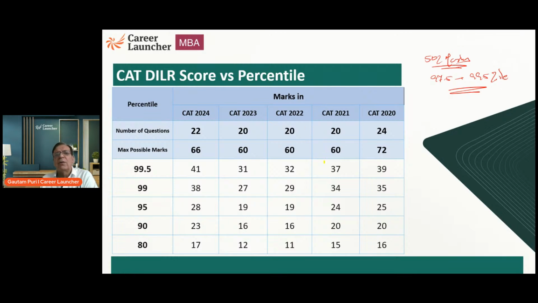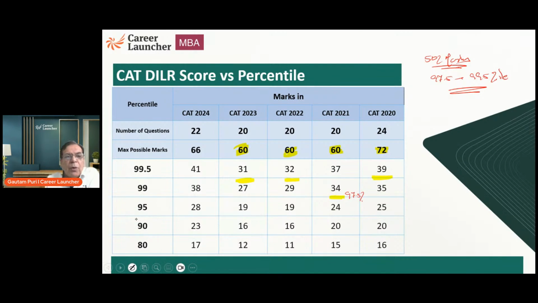Look at 50% marks in each of the years. CAT 2020 was a 72 mark paper, so 50% will be 36, and you will be above 99. CAT 21, CAT 22, CAT 23 were 60 mark papers, so 50% is 30 marks. Where would you be? In CAT 2021, at 30 marks, you would be somewhere around 97 to 97.5 percentile, while in the other 2 years, CAT 22 and CAT 23, you will be somewhere around 99.23 percentile.